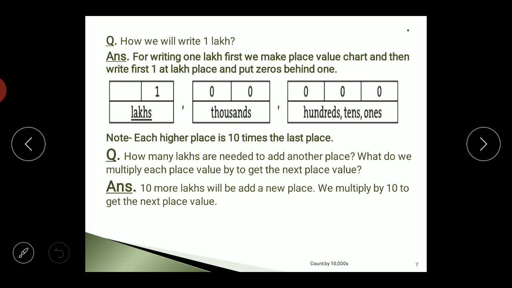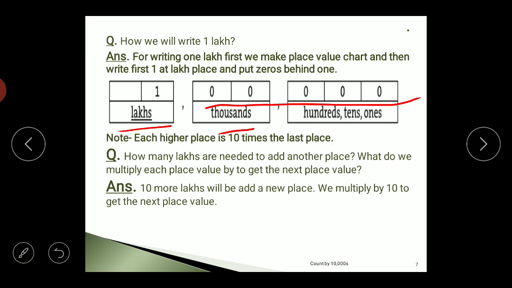How will we write 1 lakh? First of all, we have to write the place value chart starting from ones, tens, 100, 1000, lakh. As we have to write 1 lakh, first we write 1 at the lakh place and the remaining 0s behind it. It will make 1 lakh. Each higher place is 10 times the last place.